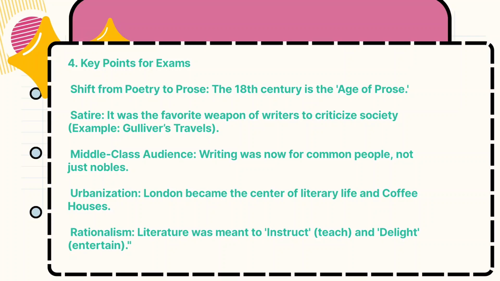Urbanization. London became the center of literary life and coffee houses. Rationalism. Literature was meant to instruct, teach, and delight, entertain.